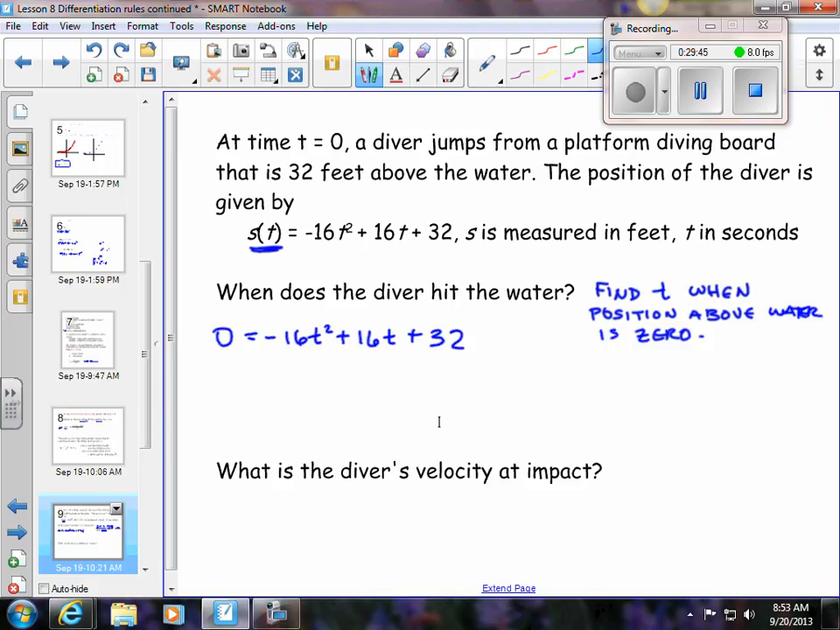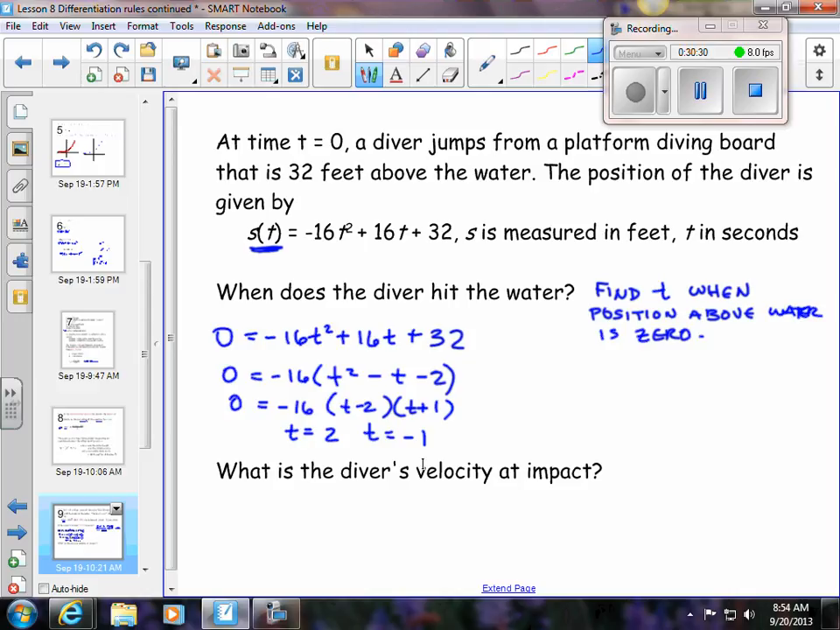To solve for t, we can factor. I'm going to factor out a negative 16, which will leave me with the trinomial t squared minus t minus 2. And then I can break that down into two binomial factors, t minus 2 and t plus 1. Setting each of those equal to 0, I get t equals 2 and t equals negative 1.